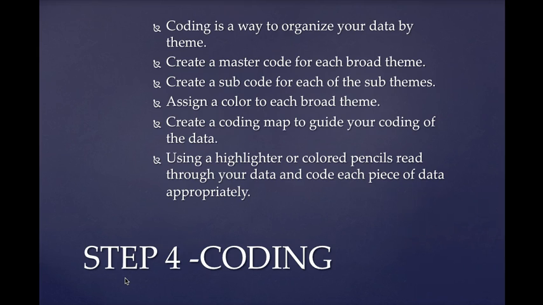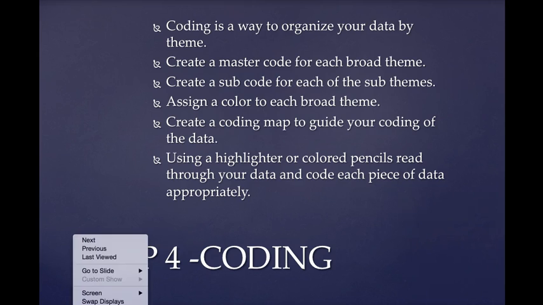So for each of your master codes, give a color. So I've given mine green, purple, and red, okay? You can assign colors to each sub-theme, but that gets really monotonous, okay? It's better to keep the broader color. I'll tell you why in a second. Then create a coding map to guide your coding of the data. Okay, so what the heck's a coding map, you ask? Well, I'm glad you did, because I'm going to tell you.